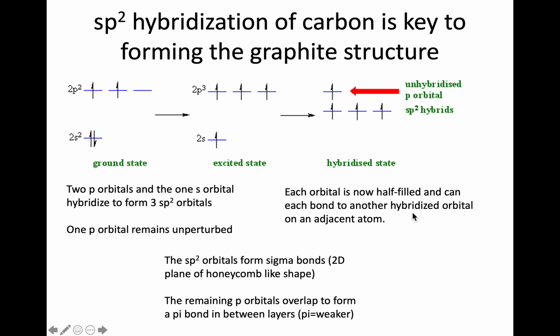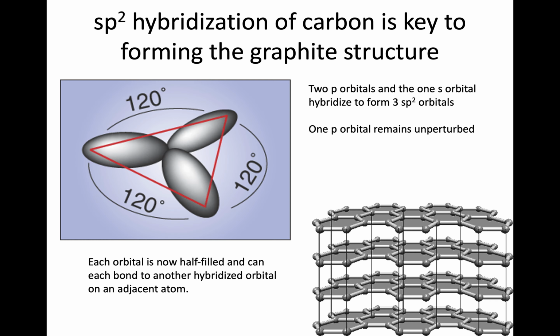And everything is, again, half filled, so each one of those is going to want to bond with an adjacent atom that has a similar hybridized structure. So you have to always think about it. You can think of it as isolation, but obviously it's going to be bonded to something else. So the sp2 orbitals, these are the sigma bonds, and then the p orbital that remains is actually going to be that weaker pi bond, and we'll see those in the next slides.